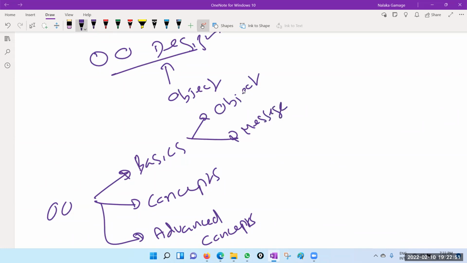There's something related to the concept of object, which is a class. Object and class are 2 different things. I hope you know the difference between object and class. Okay. So can someone tell me what is the difference between object and class?